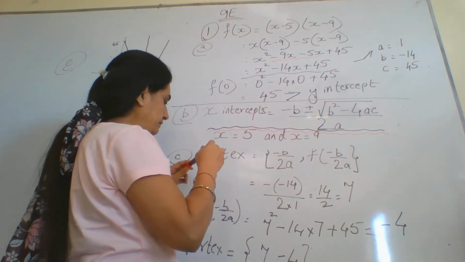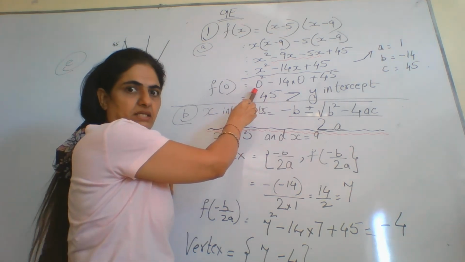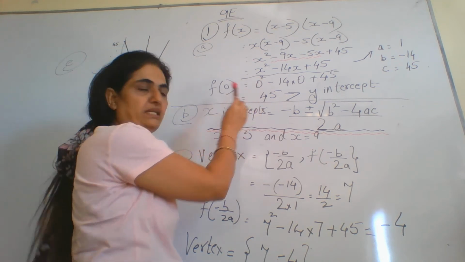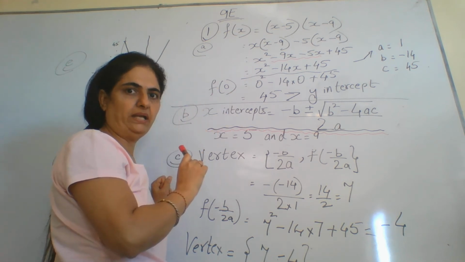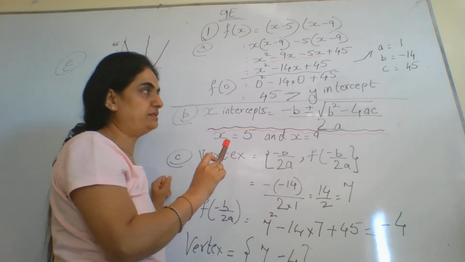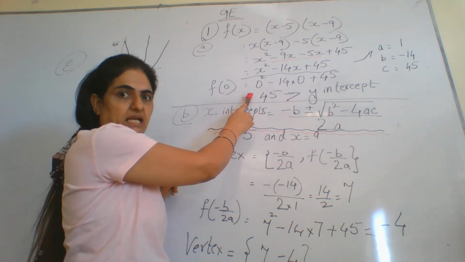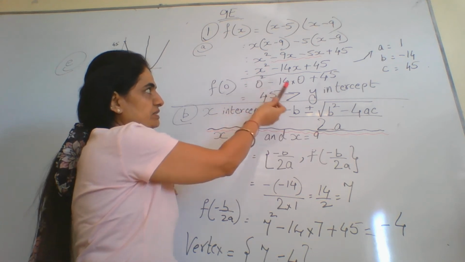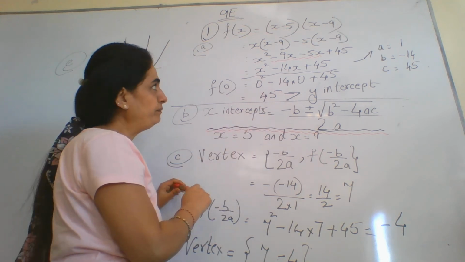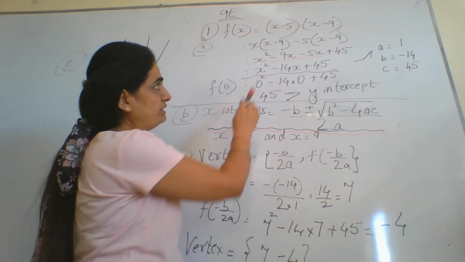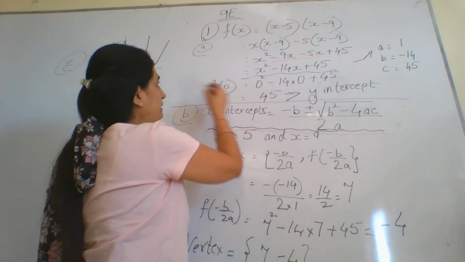So here for the y-intercept, your x value will be 0, because we know that when the x value is 0, we will get the y-intercept, the point where the curve touches the y-axis. That's the y-intercept. So for that, we put the value of x as 0. So here if I put 0 squared minus 14 into 0, I get 45. That's my y-intercept.